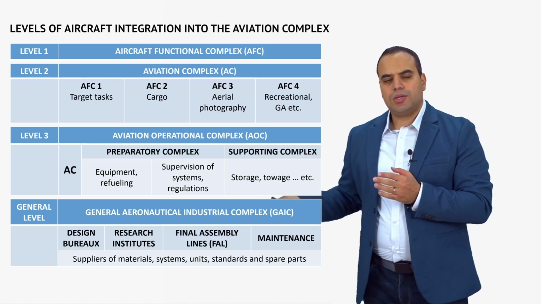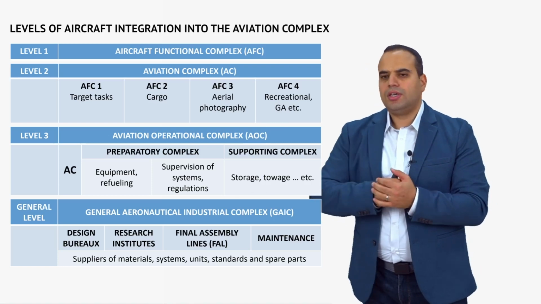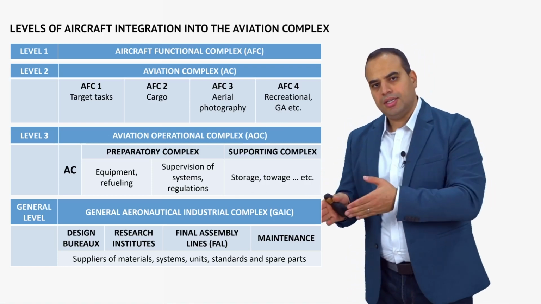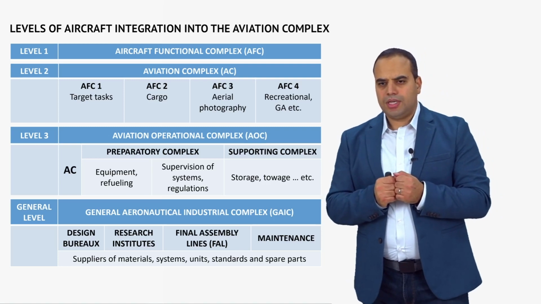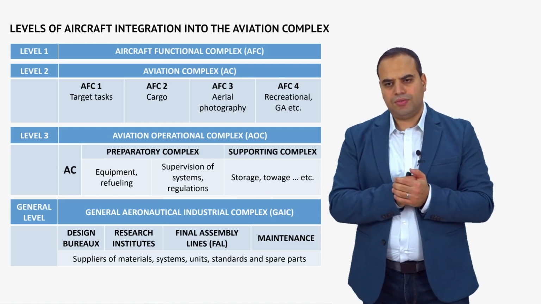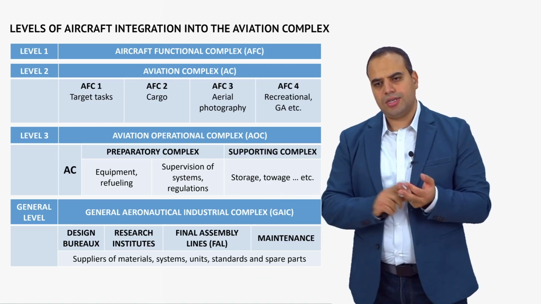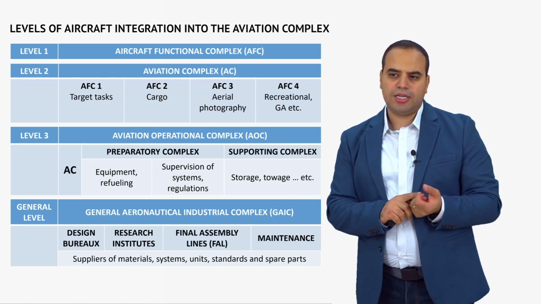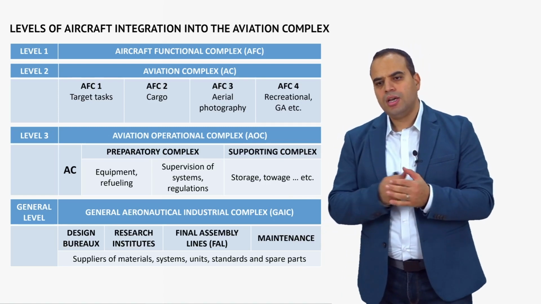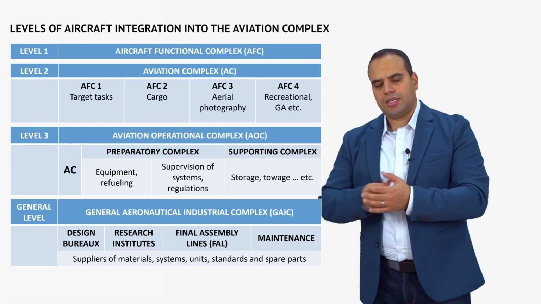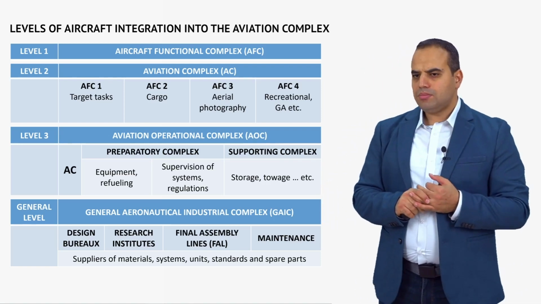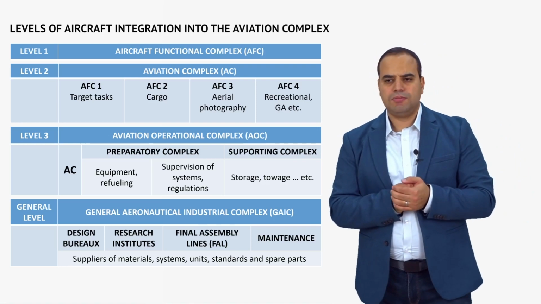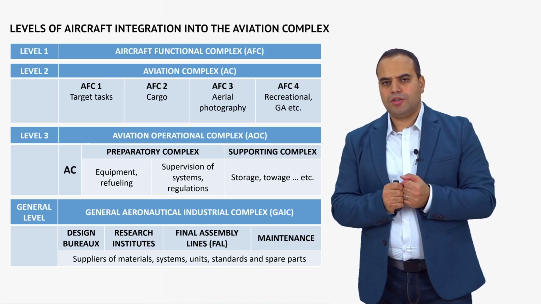Here we can see quite a lot of organizations that are involved in the aircraft's operation, either directly or indirectly. So for instance, at each and every one of these levels, like for example, the lower level here, the design bureaus, the research institutes, the final assembly lines, maintenance. These are the guys that are most directly involved in the aircraft operation. They design the aircraft. They also provide the aircraft with its maintenance and servicing, right?